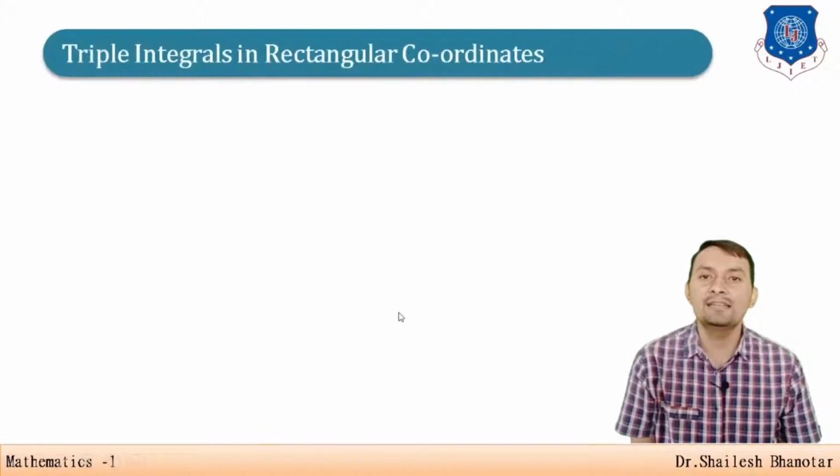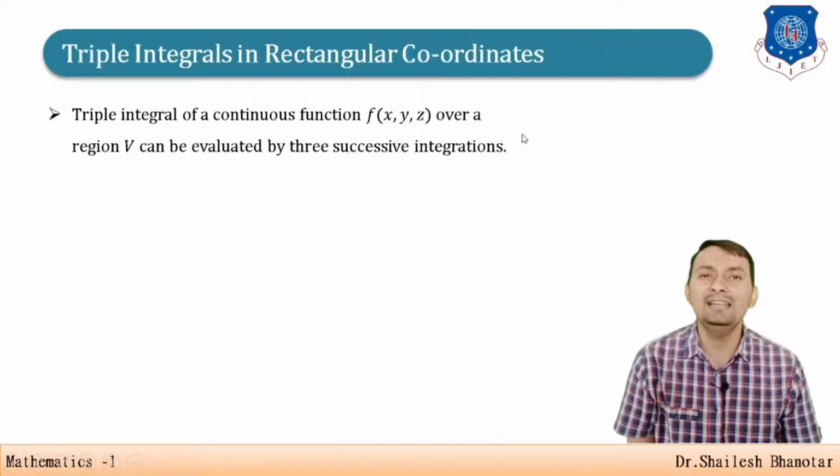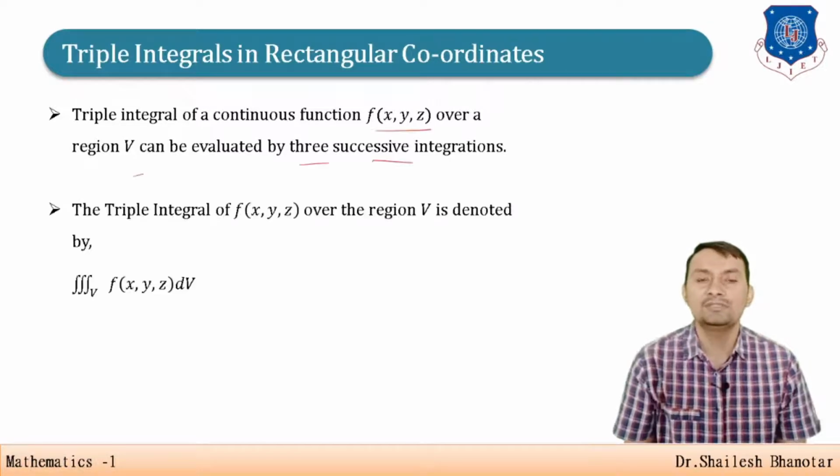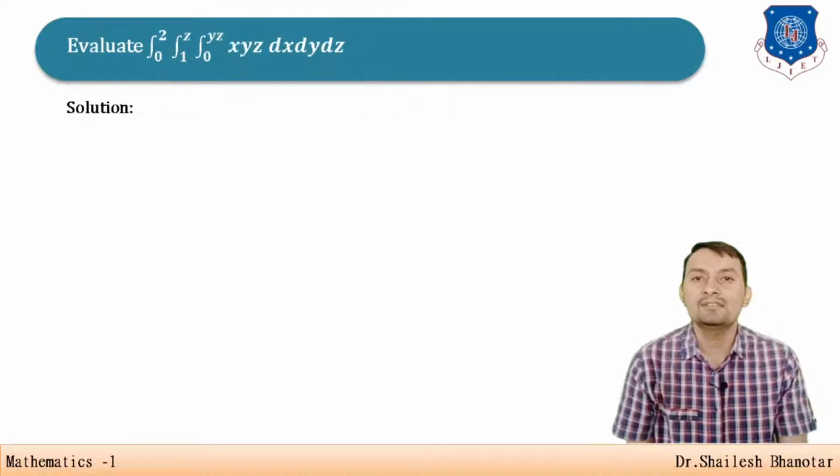So let us see first triple integration in the rectangular coordinate, and it is quite easy, as we have seen in the double integration. So triple integration of the continuous function f of xyz over the region V can be evaluated by three successive integrations. The triple integration of f of xyz over the region V is denoted by triple integration over V f of xyz dv. So let us see the first question.